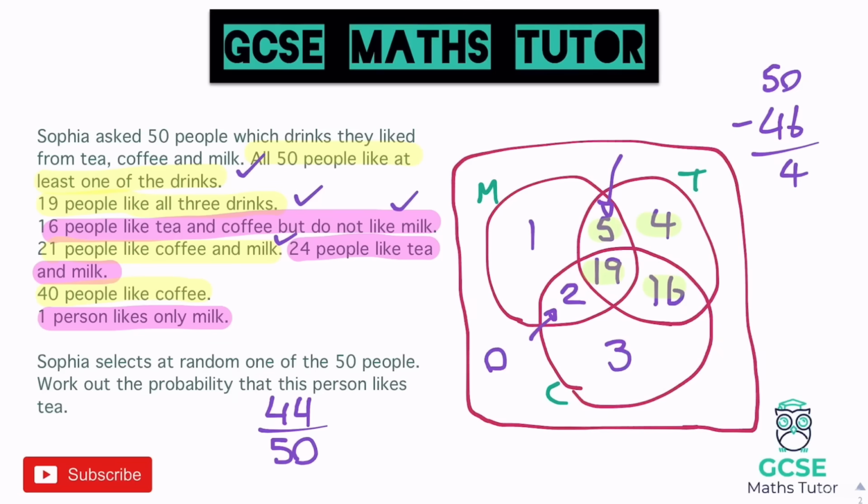You've got the 1 person that only likes milk, you've got the 2 people that like milk and coffee, and the 3 people that only like coffee. So 44 over 50, and you don't need to simplify that. And that's our Venn diagram done. Just make sure you go through and tick them all off as you go so you haven't missed any. Let's have a look at another one of these.